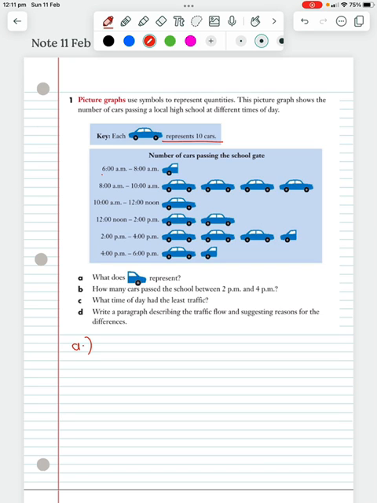For A, it's asking, what does half a car represent? So if one car represents 10 cars, half a car is going to represent 5 cars.